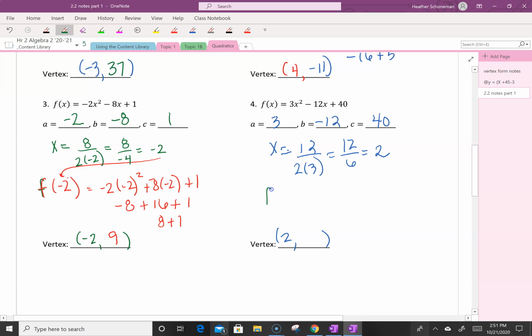Now I need to find my y-coordinate, so I'm going to find f of 2, which is 3 times 2 squared minus 12 times 2 plus 40. 2 squared is 4 times 3 is 12 minus 24 plus 40. So I get negative 12 plus 40, and negative 12 plus 40 is 28.